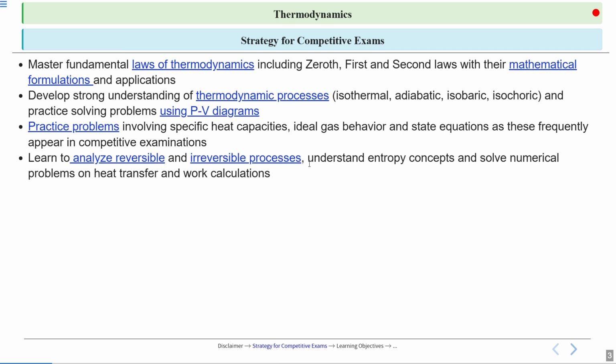Solve problems from past year JEE and NEET papers.